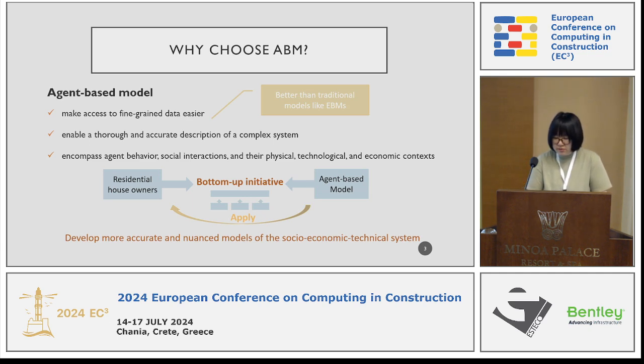The agent-based model comes from a bottom-up initiative. By applying agent-based models in collectives, it is possible to develop more accurate models of the social, economic, and technical system, and to explore the potential impacts of different interventions on the community and the energy system as a whole.